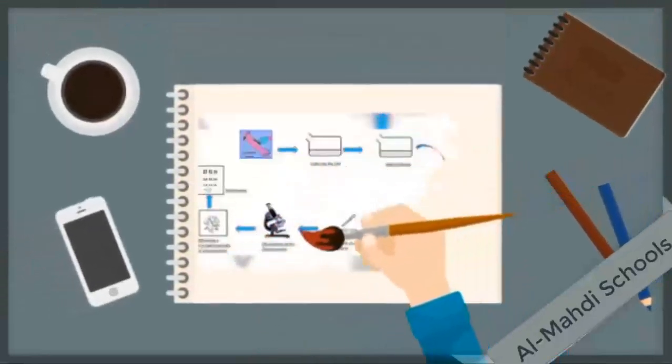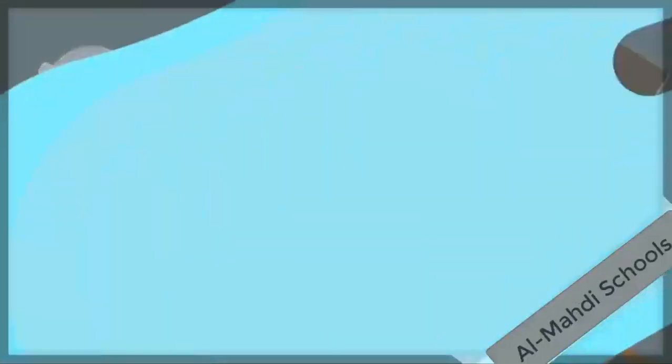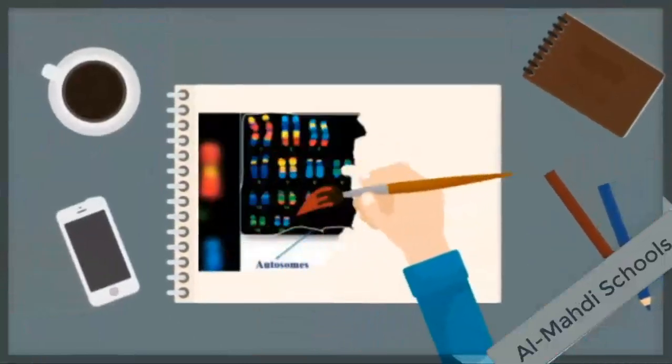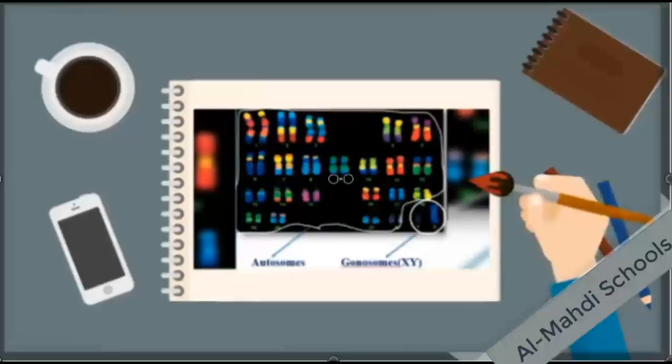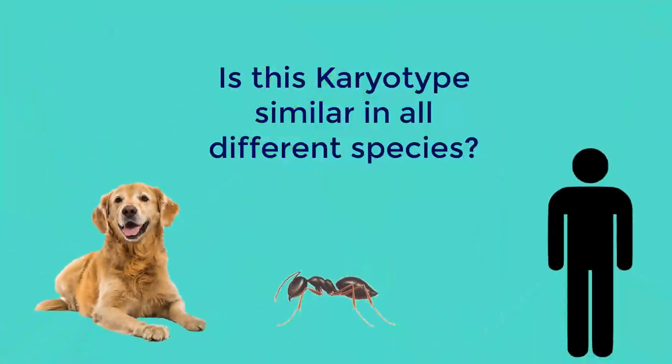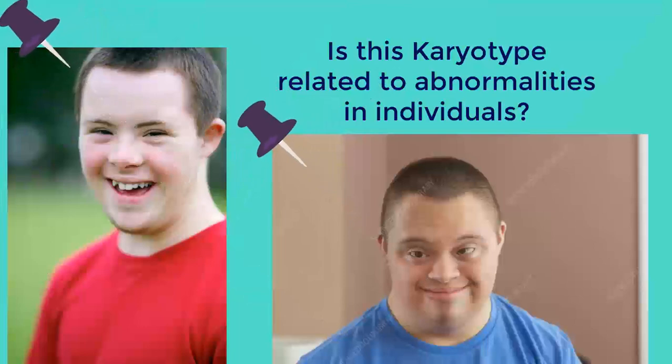Previously, you've learned about the karyotyping technique and the criteria upon which chromosomes are arranged in a karyotype, where you have two types, homologous autosomal chromosomes and gonosomal chromosomes XX or XY. For this lesson, we need you to answer two questions. Is this karyotype similar in all species? And is it related to abnormalities found in certain individuals?